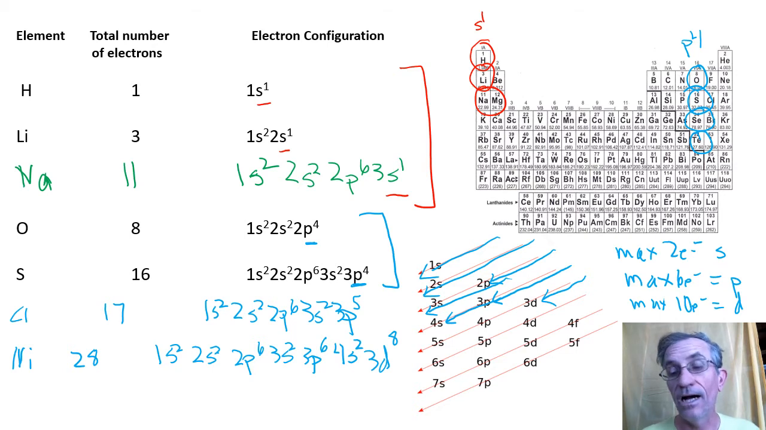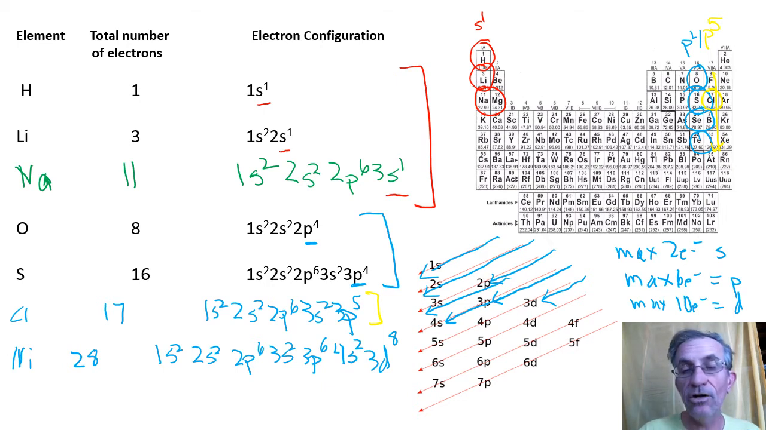All right. Now, of course, I'm not going to have time to do every single element, but let me just point out a few more. So we also did chlorine. Chlorine ends in p5. Now, not only does it end in p5, every other element, all the other halogens are going to end in p5.